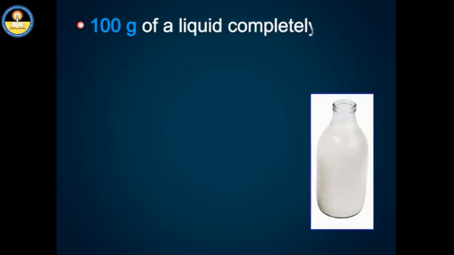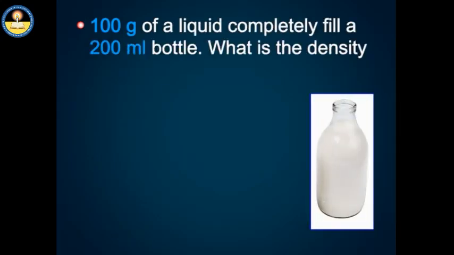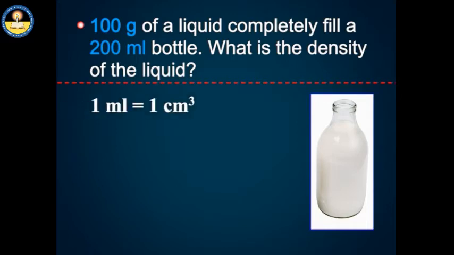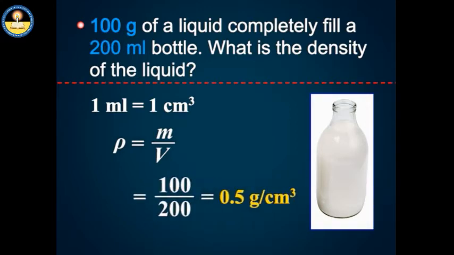100 grams of a liquid completely fill a 200 milliliter bottle. What is the density of the liquid? Since 1 milliliter is equal to 1 cubic centimeter, therefore, density of the liquid comes out to be 0.5 gram per centimeter cube.